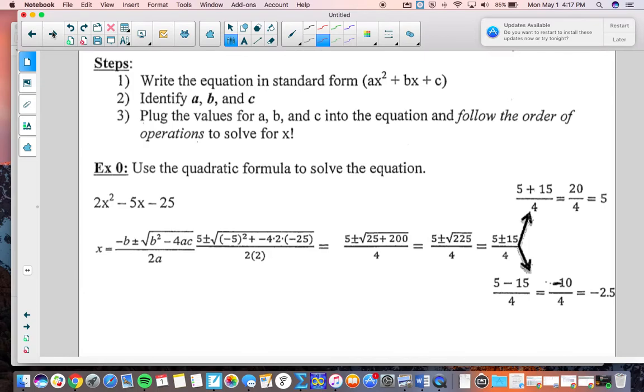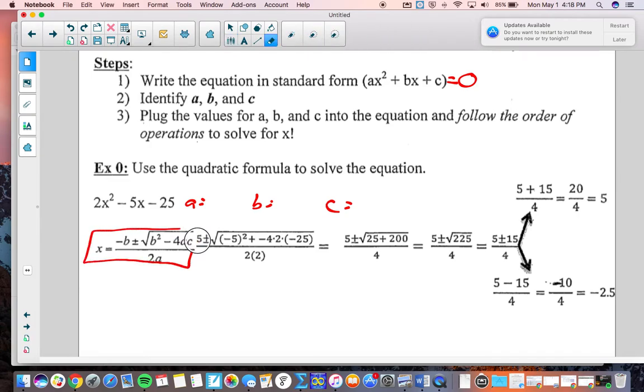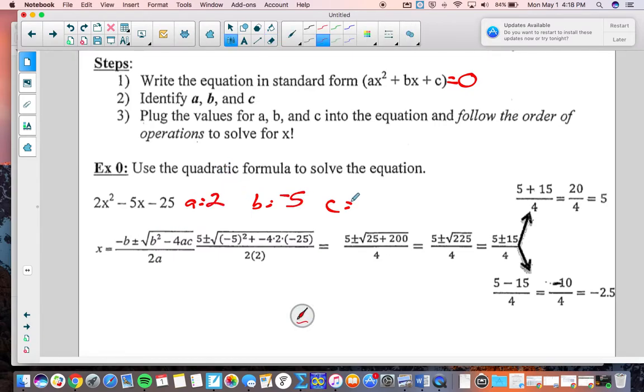So the steps are going to be to make sure it's written in standard form and set equal to 0. We're going to identify our A, B, and C, just like we've been doing. And then we're going to substitute those values into the quadratic formula right here. So there's our template. So here our A is 2, B is -5, C is -25.